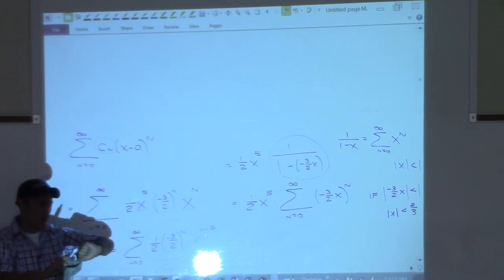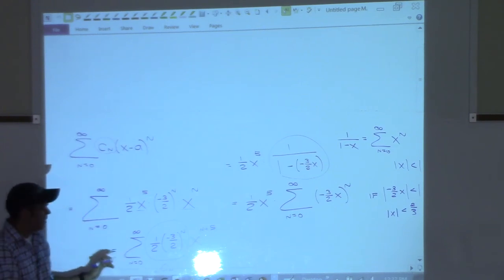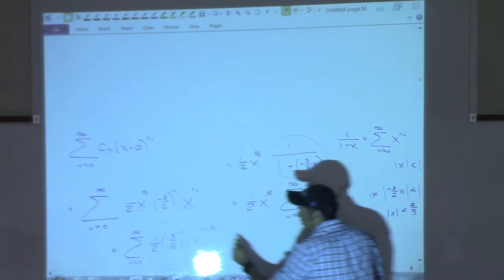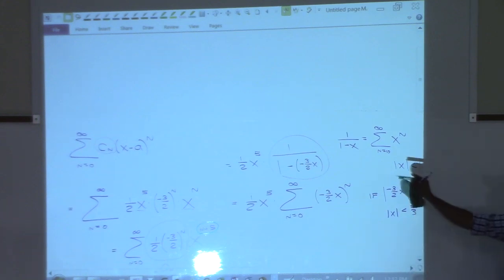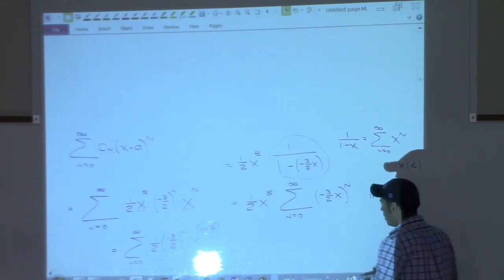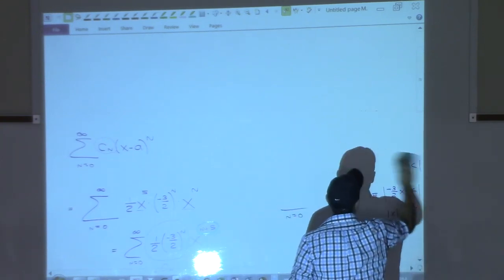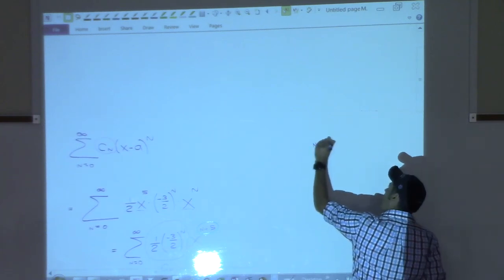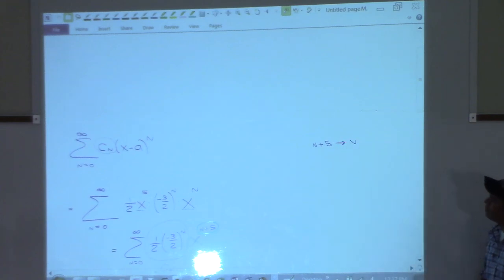I know we're in the last 4 minutes here, but this is a very important last technique. Right now, I would like to rewrite this so that this is n and not n plus 5, so it'll match the formula up here. So watch what I'm going to do. What am I trying to do? I'm trying to make n plus 5 turn into an n. So how could I do that?